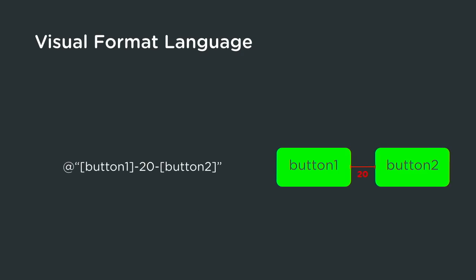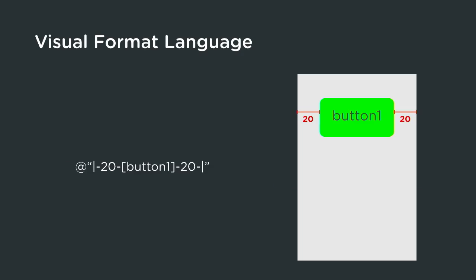So, if I didn't want 8 points between the two views and I wanted 20 points, well, that's how you can define it. You can put 2 hyphens and then put in whatever number you want. I've put in 20 in this example, but you can put in whatever number you want, and that's the spacing you'll get between the two views.